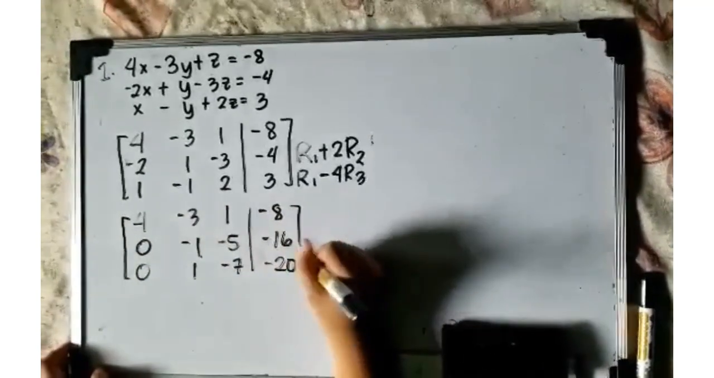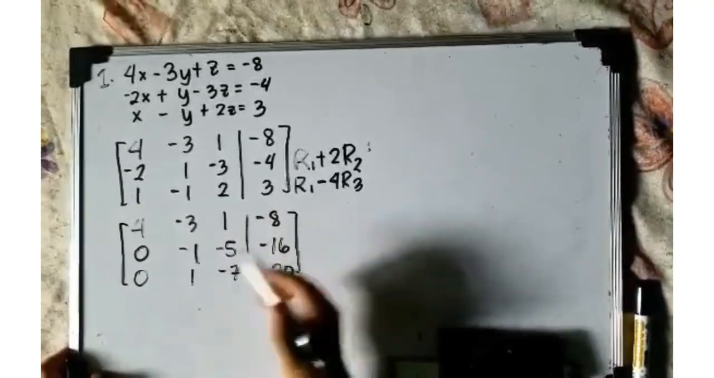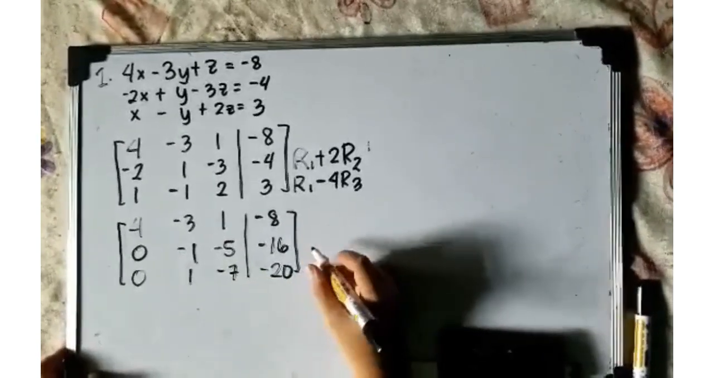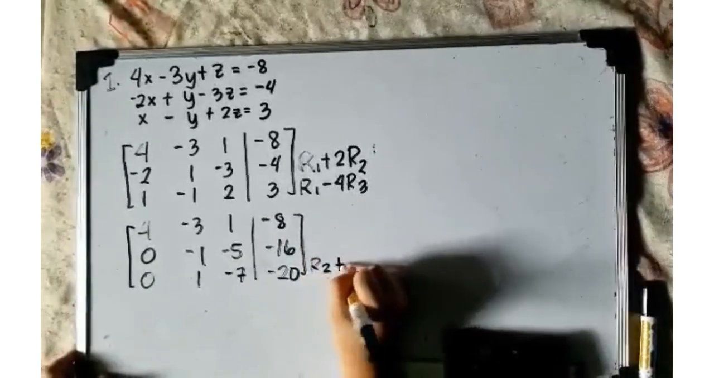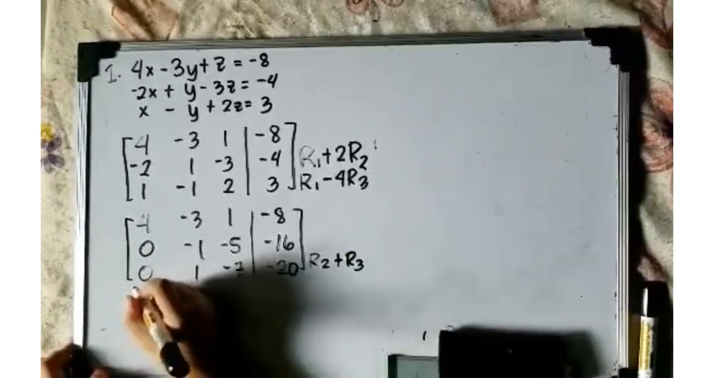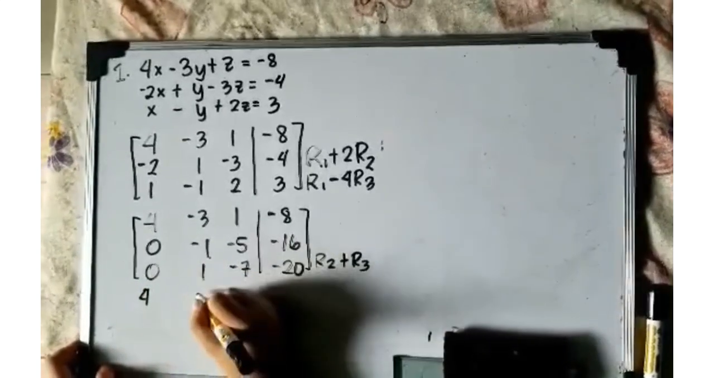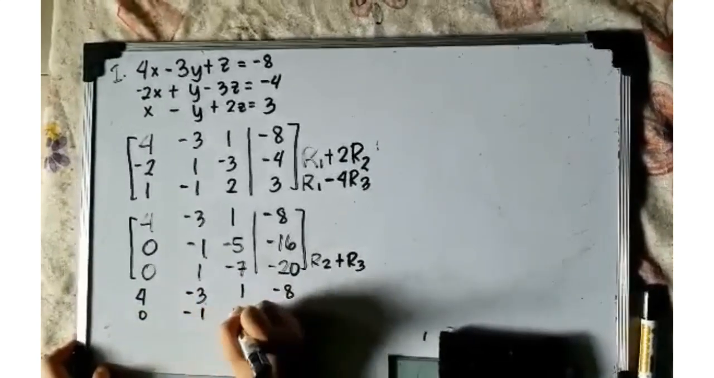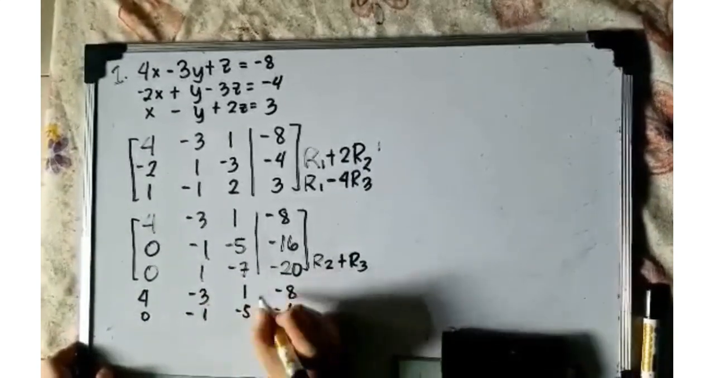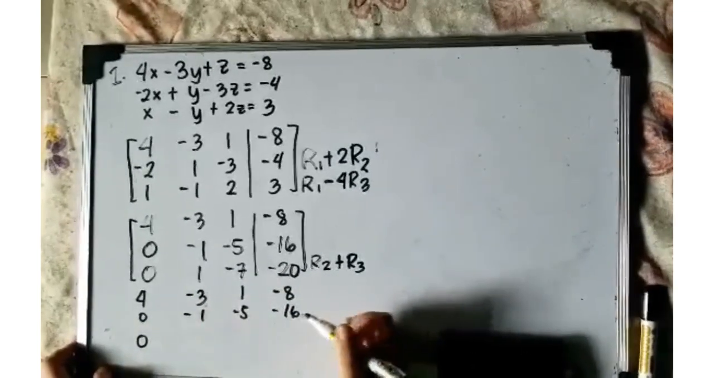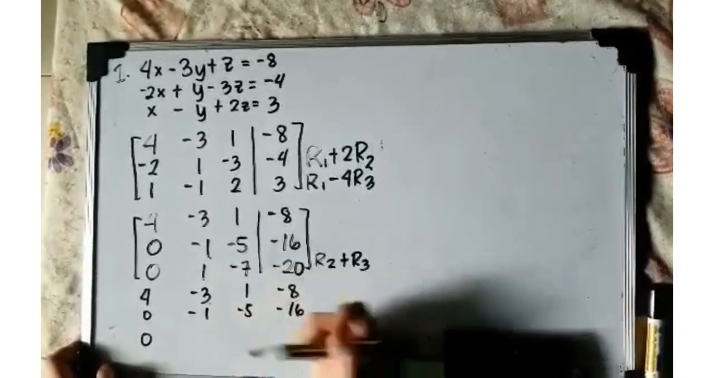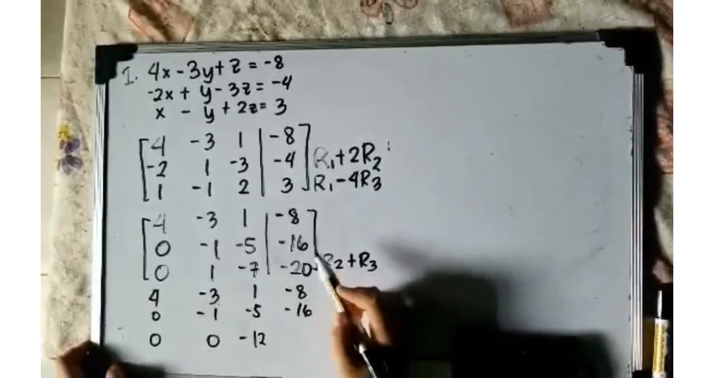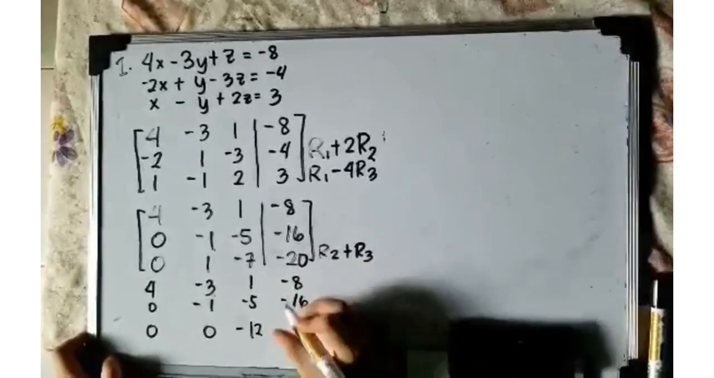So on this matrix, we are going to formulate again a formula. For this, the value 1 will become 0. So what we're going to do is add R2 plus row 3. So copy the first and second values of the equation. So R2 plus R3: negative 1 plus 1 is 0. Negative 5 plus 7 is negative 12. Negative 16 plus negative 20 is negative 36.